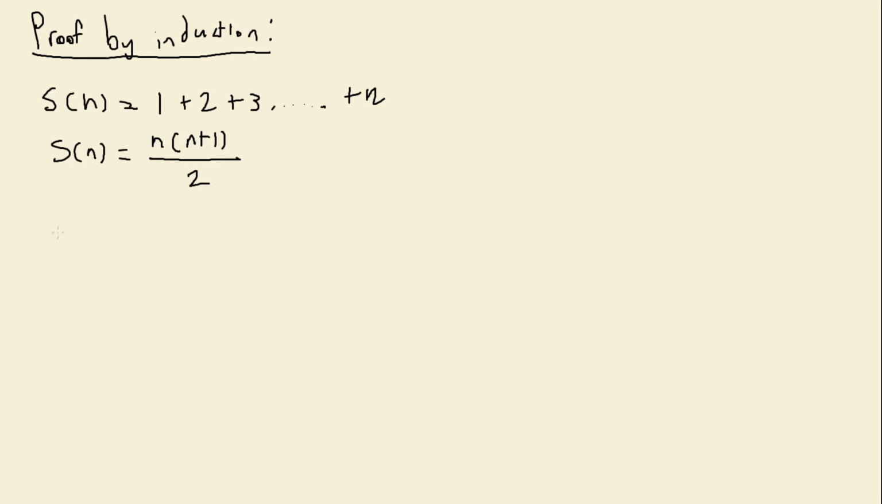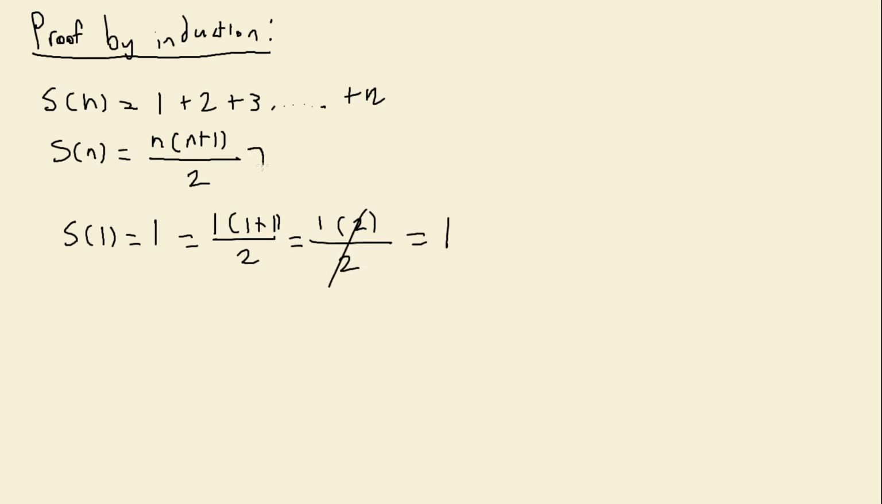Well, one thing I can show is that this is true for 1, because the sum of all integers up to 1 is just going to be 1. And if we use the formula here, 1 times 1 plus 1 divided by 2 is just 1 times 2 divided by 2. Those are going to cancel. This is equal to 1. So certainly this formula is true for 1.